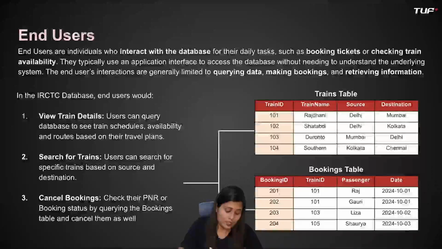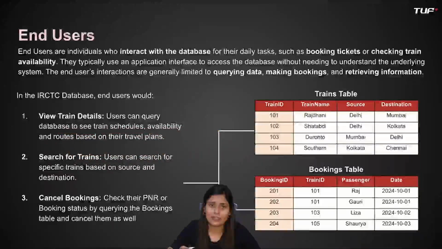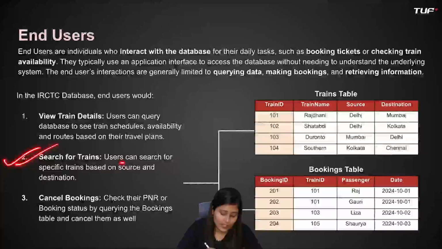database. So in the IRCTC database, end users are responsible for viewing train details. Users can query to see train schedules, availability and routes based on their travel plan. They just select the source and destination, and they select the date. According to that, they will query and get the available trains on that particular route. Second is searching for a train. The user can search for a specific train based on the source and destination, and also cancel booking.